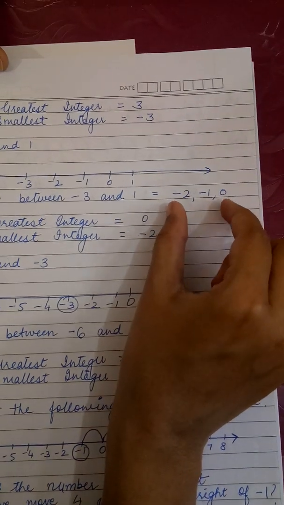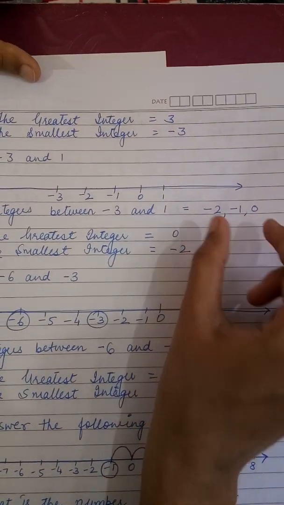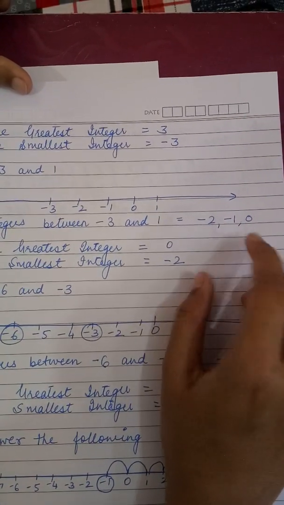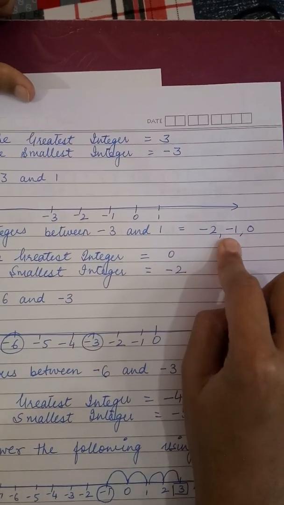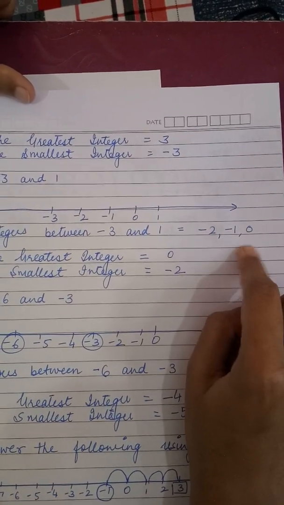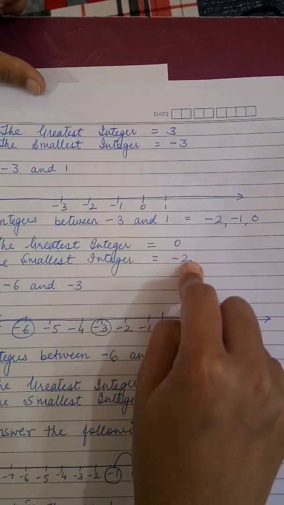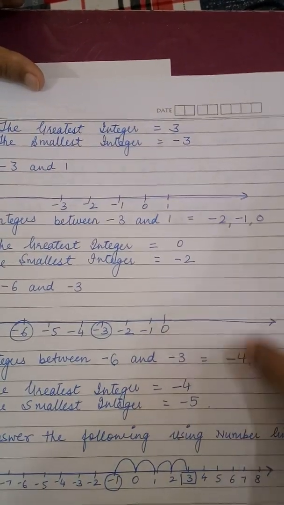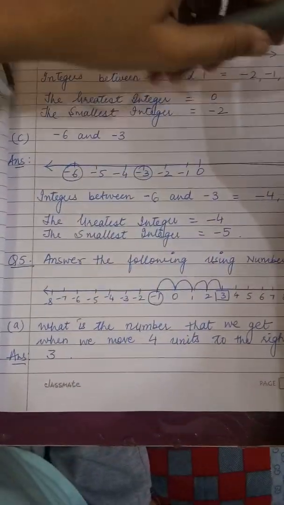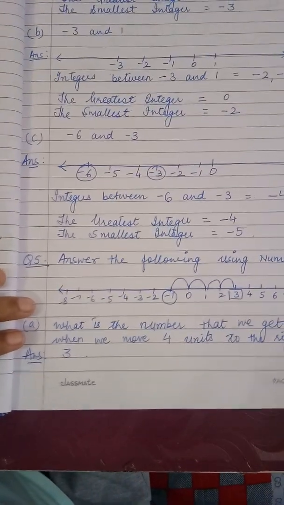Now out of these, you have to tell which one is the greatest integer and which one is the smallest integer. Minus 2, minus 1, and 0. 0 is the greatest integer and minus 2 will be the smallest. That's how you are going to write. Similarly, you can do C part by yourself, right? Try to do the C part by yourself.